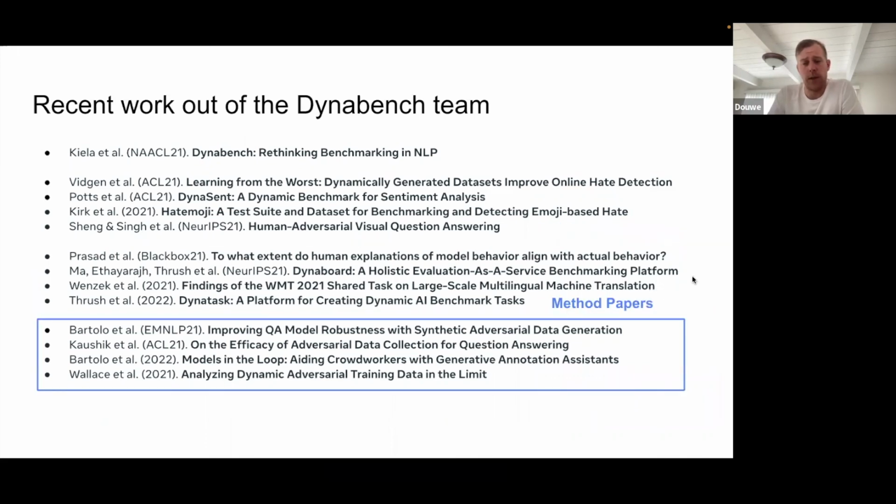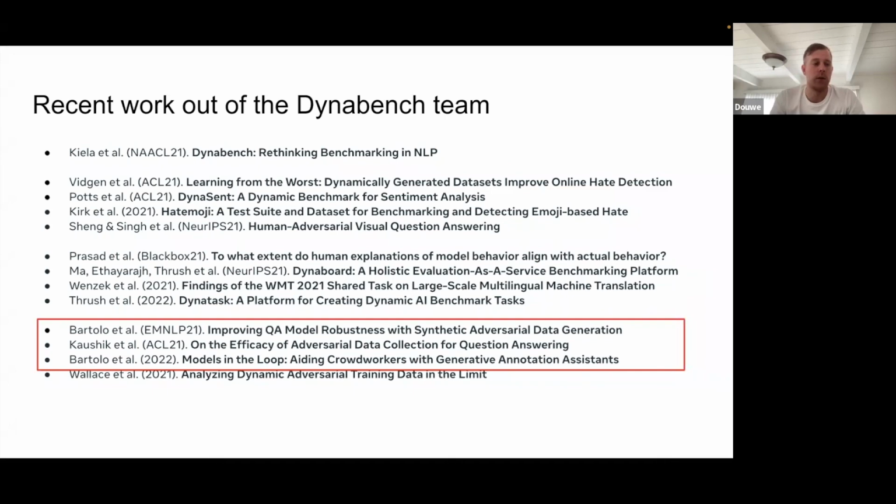And then finally, we have a bunch of method papers that try to dive deeper into this particular method of dynamic adversarial data collection and try to understand better what we do and what we don't want to do in this process. So in this talk, I'll mostly talk about the method papers that you see here, and I'll start with the first batch of 3, and then I'll talk about the last one after.